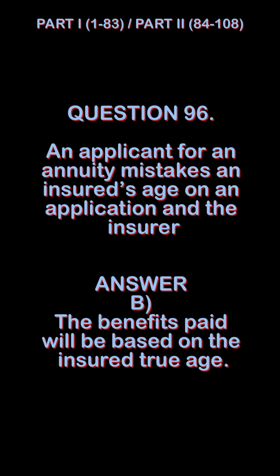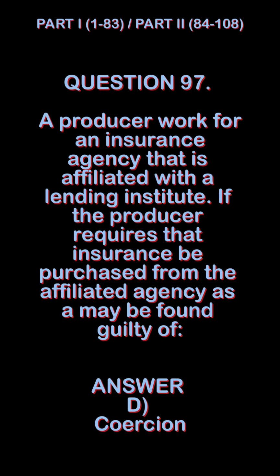Question 96. An applicant for an annuity mistakes an insured's age on an application, and the insurer. Answer B, the benefits paid will be based on the insured's true age. Question 97. A producer works for an insurance agency that is affiliated with a lending institution. If the producer requires that insurance be purchased from the affiliated agency, he may be found guilty of. Answer D, coercion.